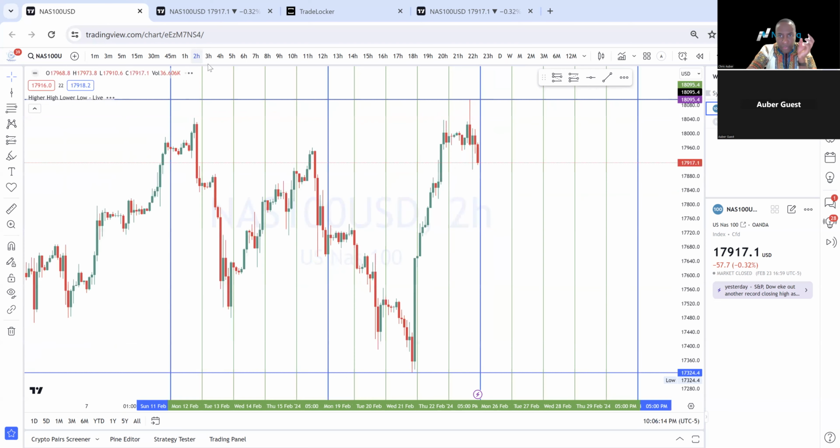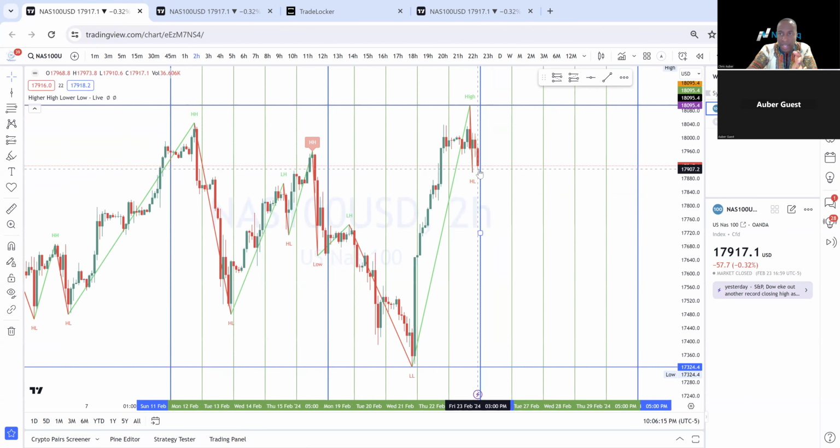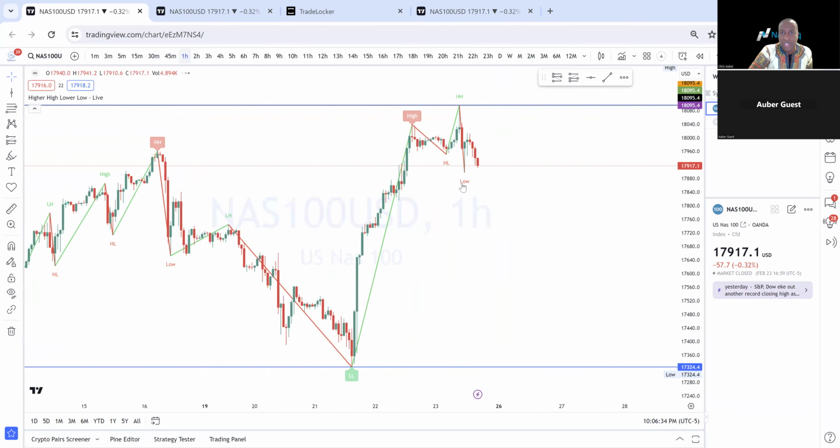So first things first, I see my 2 hour is at a higher low. Okay. It can either go up to create a higher high, or it can continue pushing down to create that low. So you have to be patient. Now, so you're on your 1 hour. This is what you're seeing.